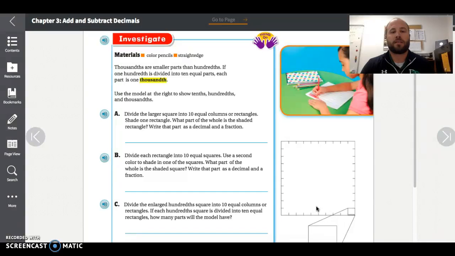So the thousandths are smaller parts than hundredths. If 1/100th is divided into 10 equal parts, each part is 1/1000. So each time you work your way from the tenths to the hundredths to the thousandths, you're splitting each of those pieces into 10 more equal parts. You're getting smaller. You're moving away from the decimal point.